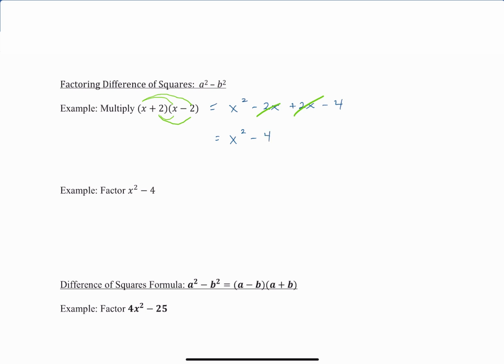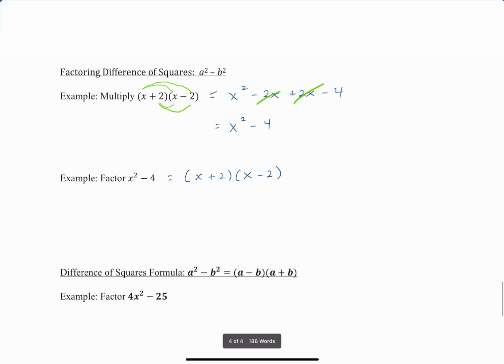Now, suppose we're asked to factor x squared minus 4. That means we're supposed to come up with a multiplication problem that you would do to get x squared minus 4. Because we've just done the multiplication, I know that x squared minus 4 is the answer to x plus 2 times x minus 2. But how would I know that if I hadn't just done the multiplication? I wouldn't. This would be really hard to come up with.